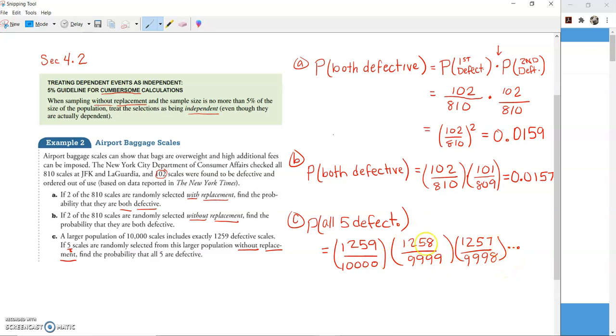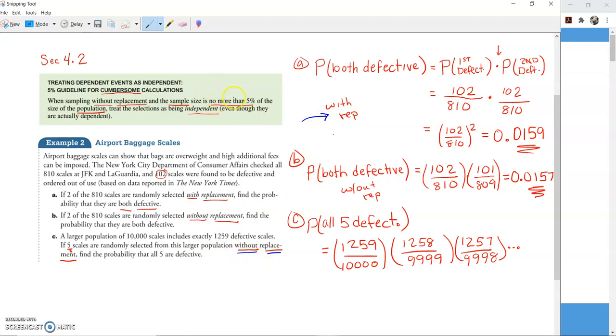And we already figured out up here that with replacement and without replacement ended up with similar answers. Do you see that? They ended up really close. And so what this rule is saying is, as long as your sample size is no more than 5% of the population, you can do your calculation like it's with replacement, even when it says without replacement.